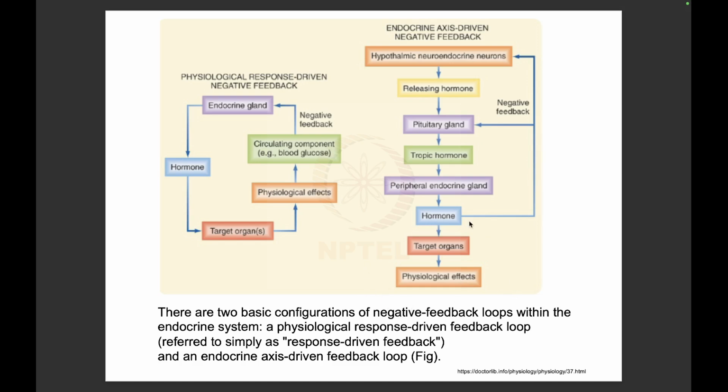And this hormone also gives negative feedback to the pituitary gland and also the hypothalamic neuroendocrine neurons. Okay, so they will slow down or stop the secretion of releasing hormone. Also the pituitary will slow down the secretion of trophic hormone. So ultimately there will be a lower secretion of peripheral endocrine gland hormone release.